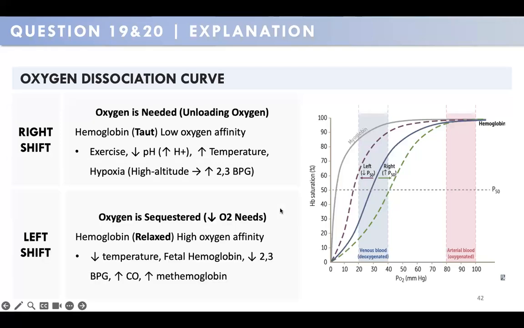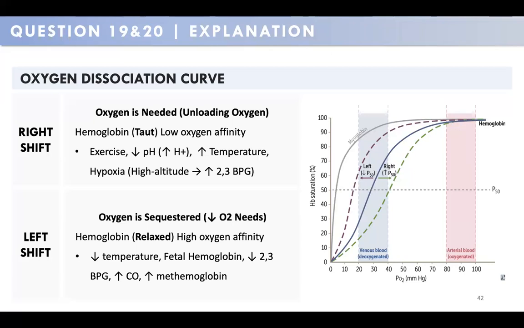Now the left shift is opposite. Oxygen is sequestered into the hemoglobin. So when we shift the curve to the left, that means that hemoglobin is holding tightly onto the oxygen, and this can occur physiologically if the body has decreased oxygen needs, such as a decrease in temperature, because if the body has a decrease in temperature, that means most of the organs are not metabolically active, and thus less oxygen needs to be released into the tissues. And physiologically also in fetal hemoglobin, because they have decreased levels of 2,3-bisphosphoglycerate.